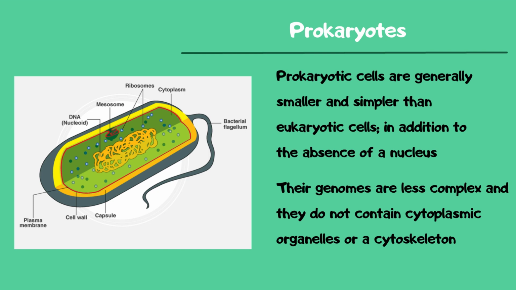Scientists define a prokaryotic cell as consisting of a single membrane, and therefore all the reactions occur within the cytoplasm. They are smaller and simpler than the eukaryotic cells. The genes are also simple, and they do not contain a lot of cytoplasmic organelles and cytoskeleton. They can be free-living or parasites.